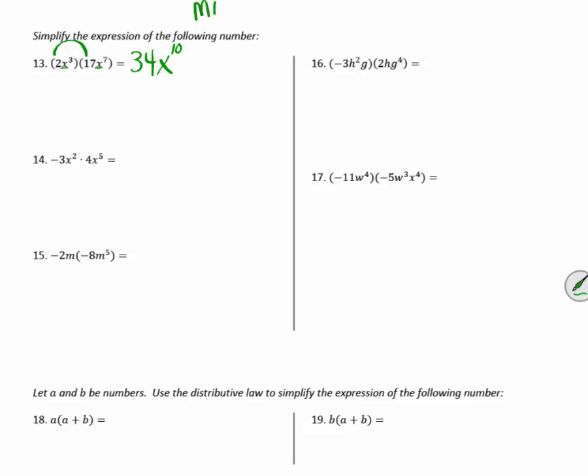So you multiply coefficients, oops, sorry about that, and then you add exponents. All right, so let's try this next one. So I'm going to multiply the negative 3 and 4, negative 12. I'm going to keep my base. I'm going to add the exponents. 2 plus 5 is 7.